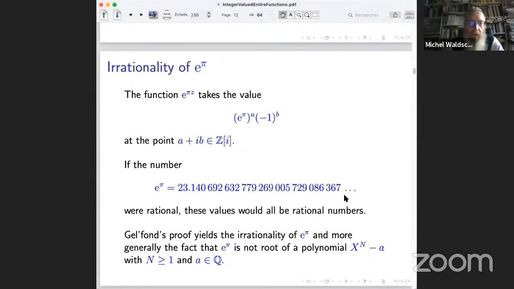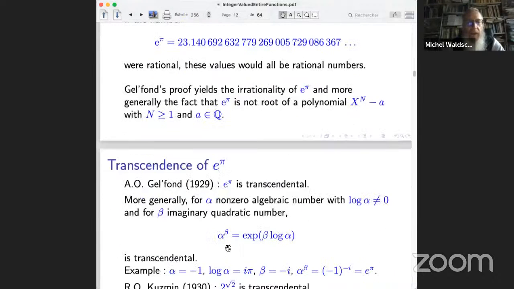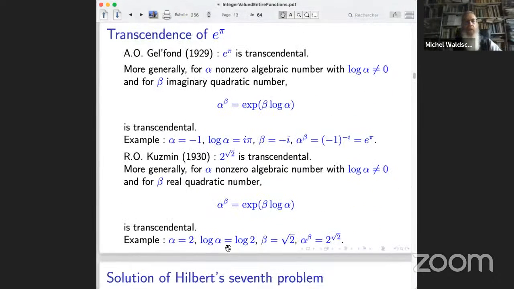And if you take just the proof of Gelfond, you get the irrationality of pi, and in fact you get that exponential of pi is not a root of a polynomial x to the n minus a, where n and a are integers, n is greater than or equal to 1, and a is even a rational number. But the proof gives more if you twist it a little bit, and this is what Gelfond did in 1929. He proved that exponential of pi is a transcendental number. So this was really the first partial answer to Hilbert's seventh problem, 29 years after Hilbert asked it.